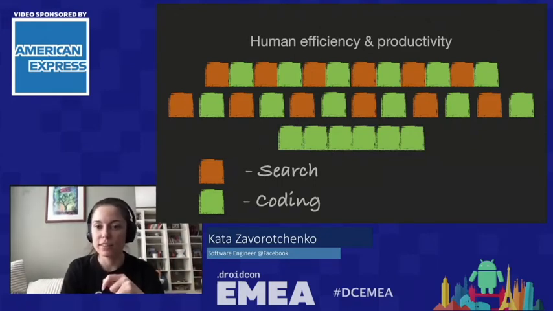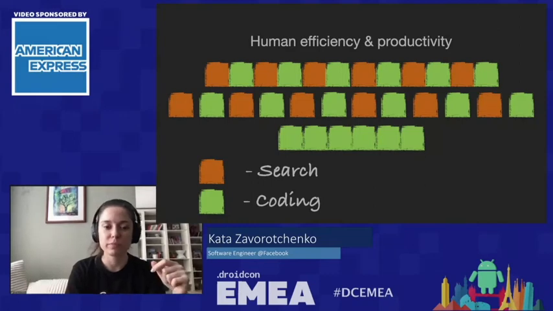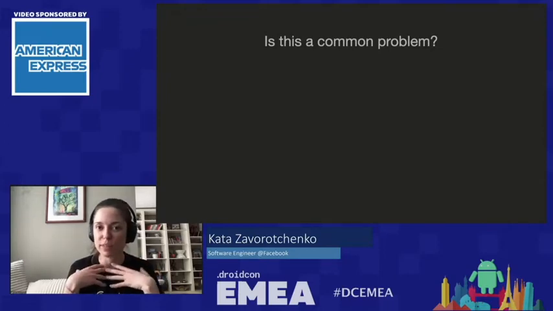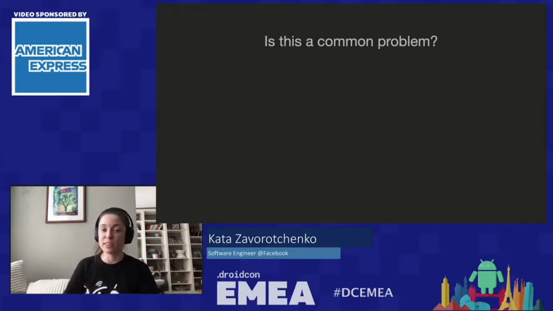Okay, great. So we kind of find a problem. The next question we should ask is, is this problem common? So why are we caring? Because it's easy to guess or assume that everyone has the same problems. Like if I'm experiencing this, then all my teammates experience this, all Android developers experience this.